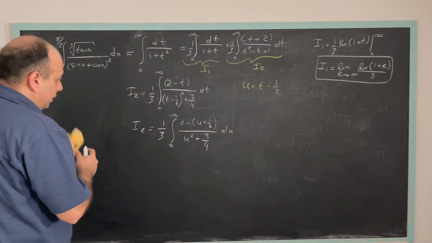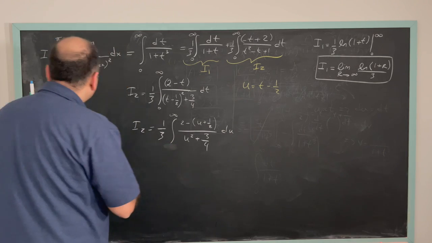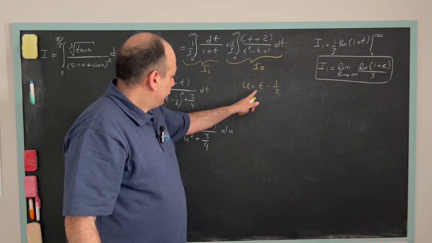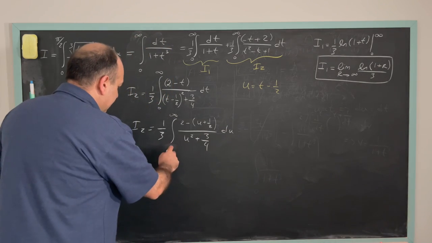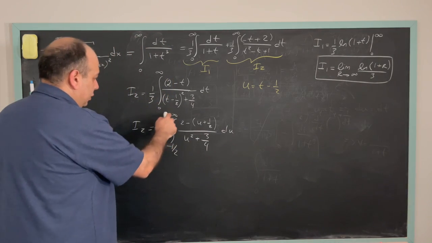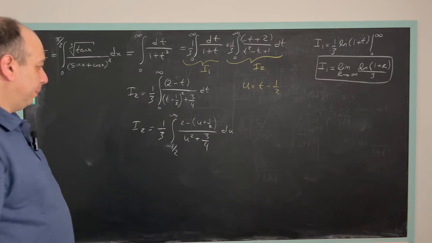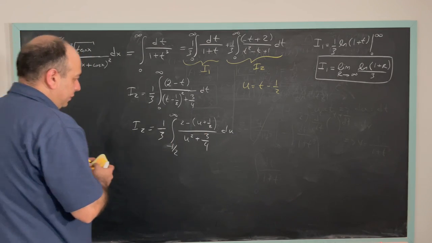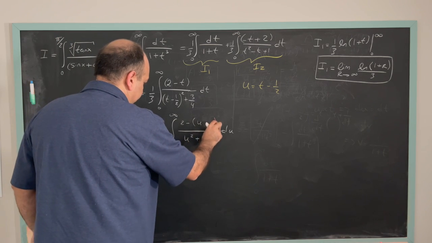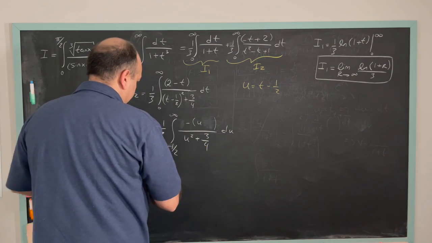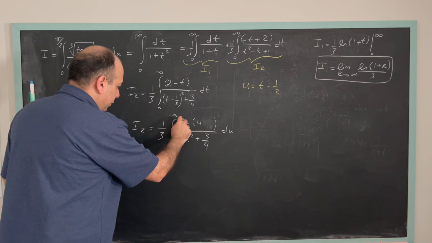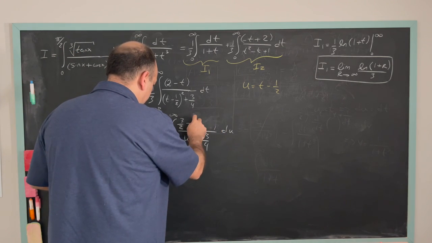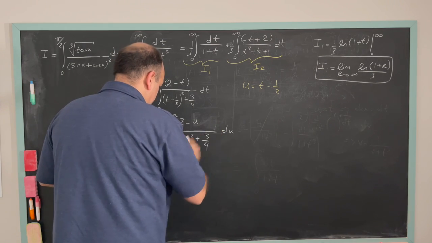Well, the limits are now different because we have u. So when t is equal to 0, u is equal to minus 1/2. The upper limit is still infinity. So this is good. So 2 minus 1/2 is equal to 3 over 2, right? 3 over 2. So it's minus u. This is good.